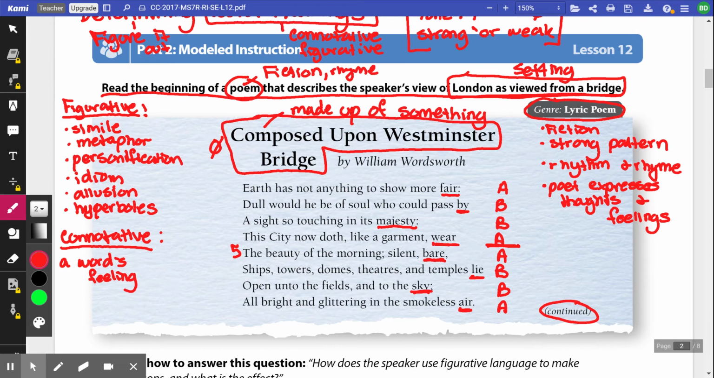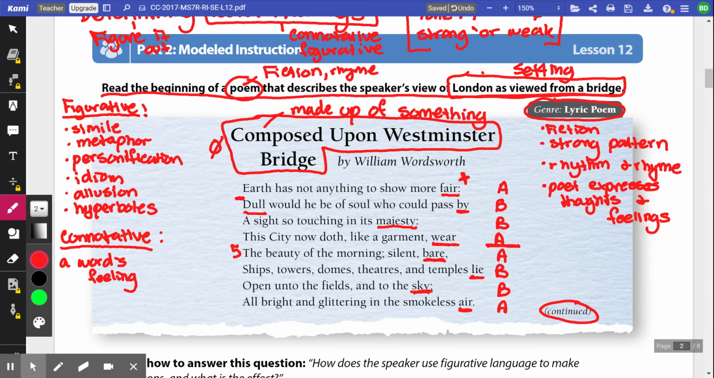What does fair mean? We've talked about it before. Fair means that it's something beautiful, something really remarkable to behold. So this word fair has a positive connotation, a positive tone associated with it. Then, dull would he be of soul who could pass by. It's talking about how if you could just pass it by, you would have a dull soul. So the word dull here has a negative feel, but it's saying if you don't notice the beauty, you would have a dull soul.